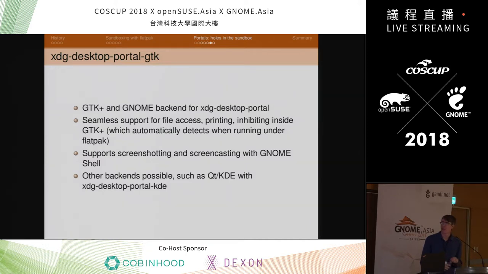I talked briefly about the front ends to the XDG Desktop Portal backend service. The XDG Desktop Portal GTK is one of those. There's also XDG Desktop Portal KDE. The GTK one uses both GTK and GNOME interfaces. So as I said, for screenshots and screencasting, it's going to use GNOME Shell. Also, it uses the seamless support that's in GTK. So if you open a file in the file chooser, then that's just going to work automatically out of the box.